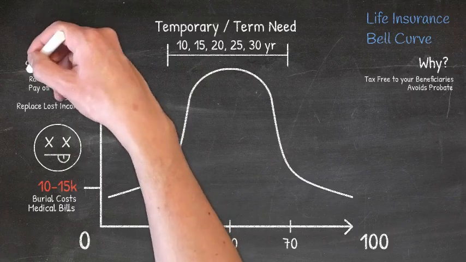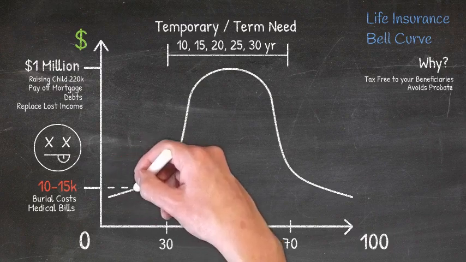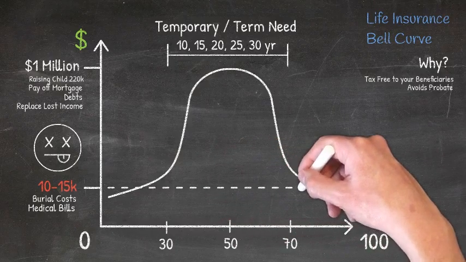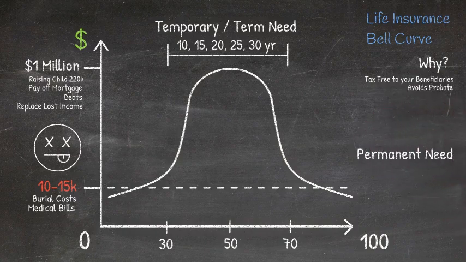How long will your family need that? So let's say your need is $1 million. So you'd buy a term policy, depending on how old, for X number of years to cover you during that need. Now, all along, you still have the need to cover final expenses, which is what we call your permanent need.